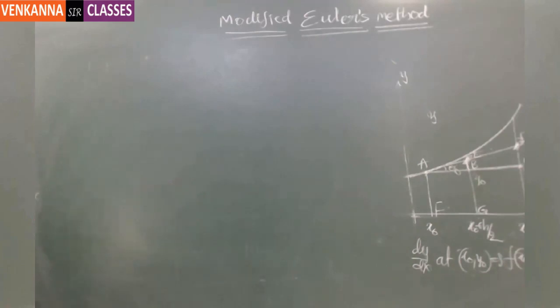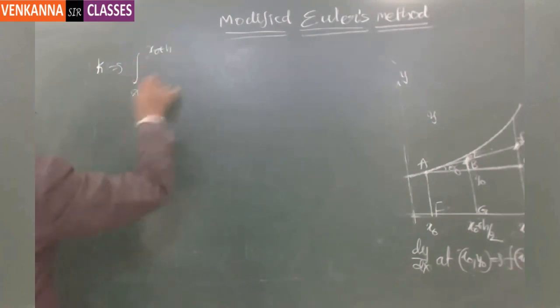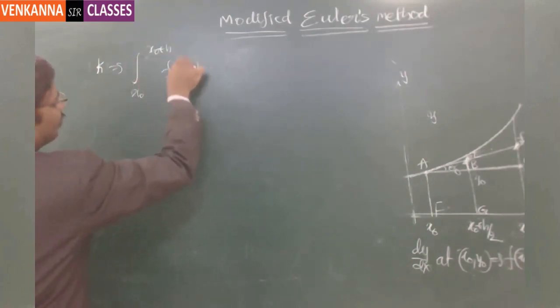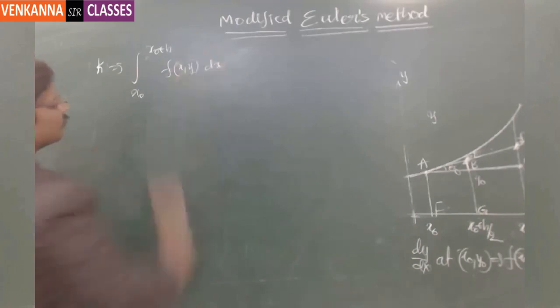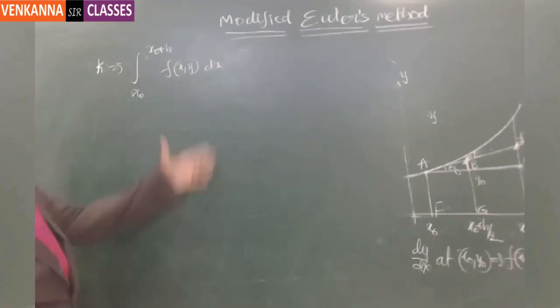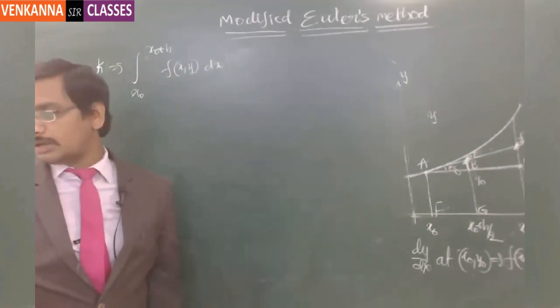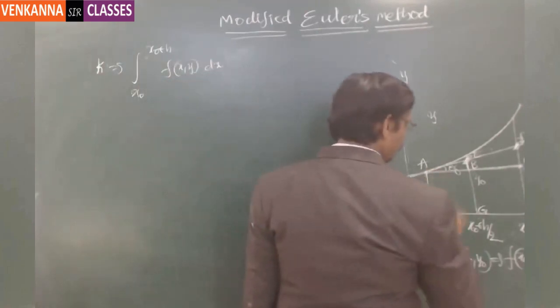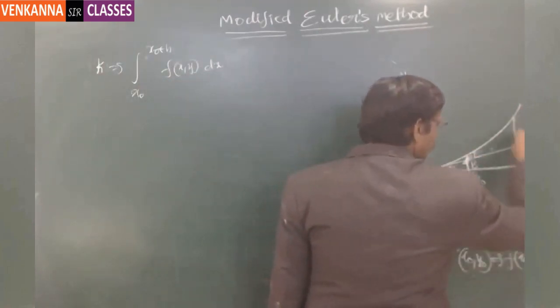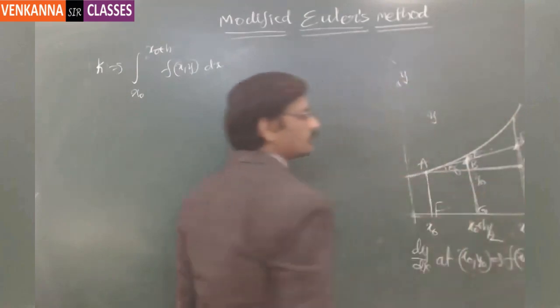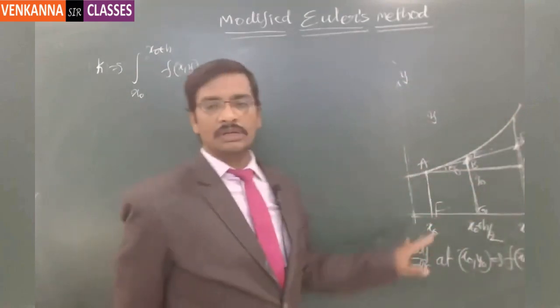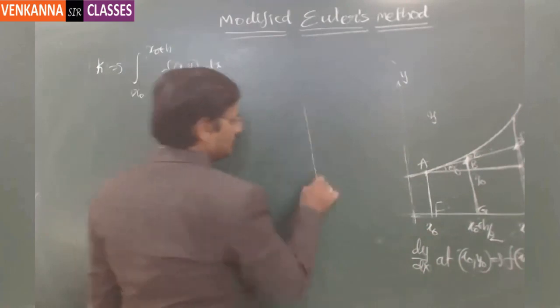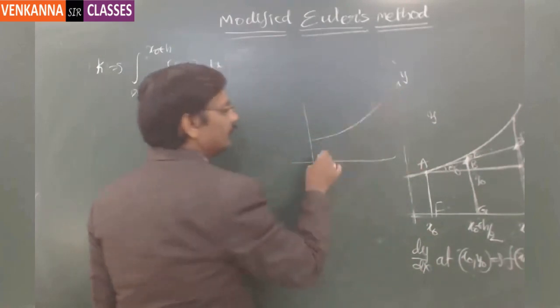So what we are trying to calculate here is k equal to the integral from x naught to x naught plus h of f of x comma y dx. This is as if we are finding the area under the curve. And for finding the area under the curve, we have divided it into 3 different points and 2 different parts.